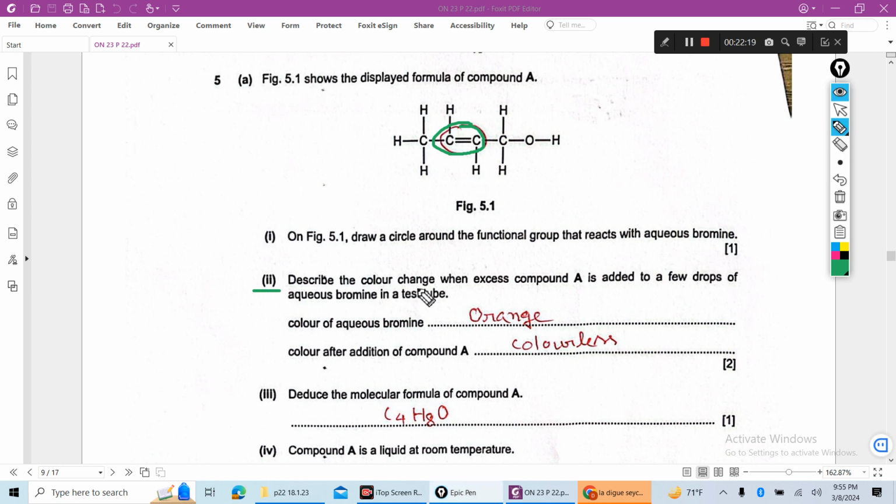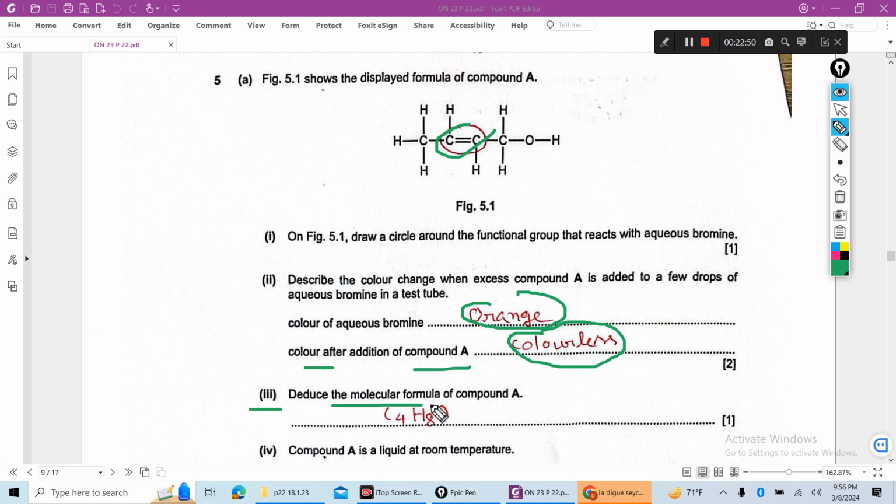Now describe the color change when excess compound A is added to a few drops of aqueous bromine. Aqueous bromine is the test for a carbon-carbon double bond, I mean alkene. So aqueous bromine color will be orange. When it reacts with a carbon-carbon double bond, the orange bromine solution becomes colorless. So the color after addition of A will be colorless.